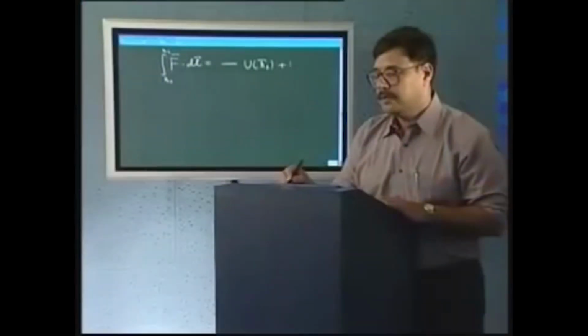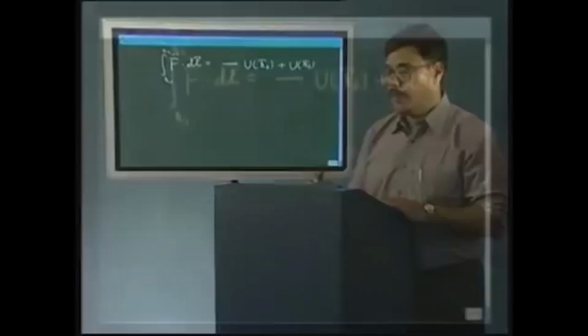How is it related to the force? We just saw that I define it as the integral of F dot dl from R1 to R2 equal to minus U(R2) plus U(R1). Therefore, for a small difference, delta U is going to be F dot dl with a minus sign.